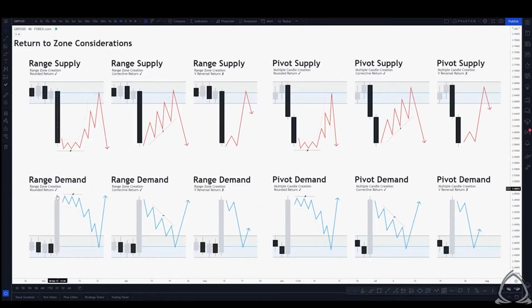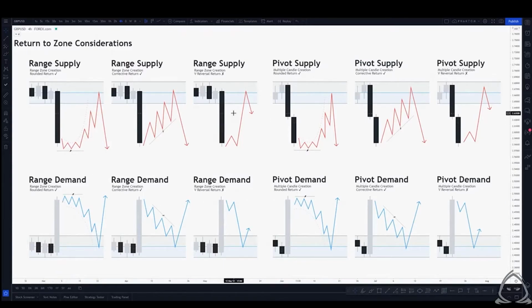There was a rapid injection of demand into the market that pushed price higher, and price is now rebalancing the mix between supply and demand. Price is slowly rounding back into the demand zone, and we would be looking for entry. This is a very high probability that the zone will hold, and this is a really great way to measure your return back into a supply or demand zone, looking for that rounded return.